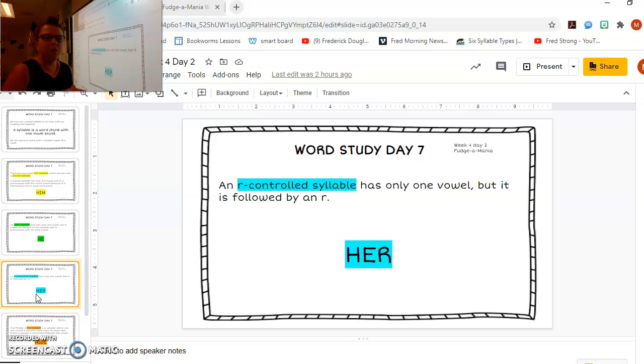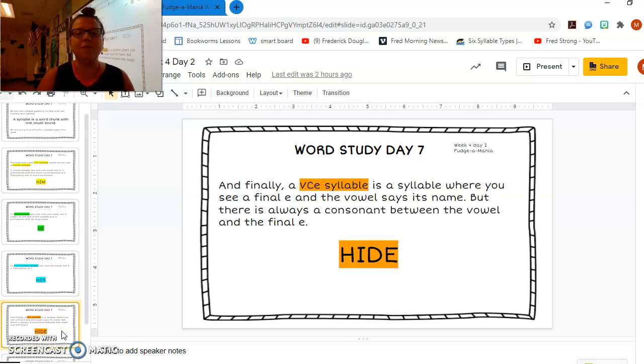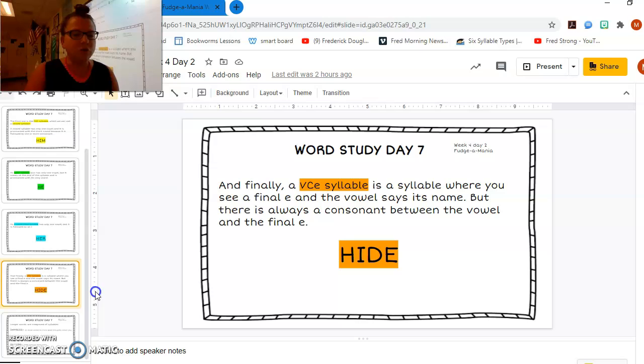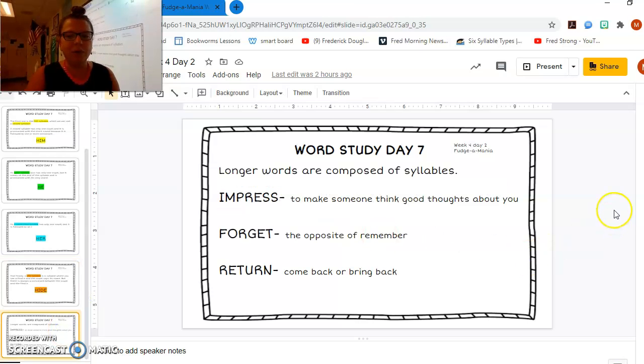And the fourth type of syllable is the VCE, so vowel consonant E, where you see the final E, and that E will make that vowel say its name, right? So there's always a consonant between the vowel and the final E. Hide is a VCE syllable. So for today, we have 3 new words: impress, forget, and return.